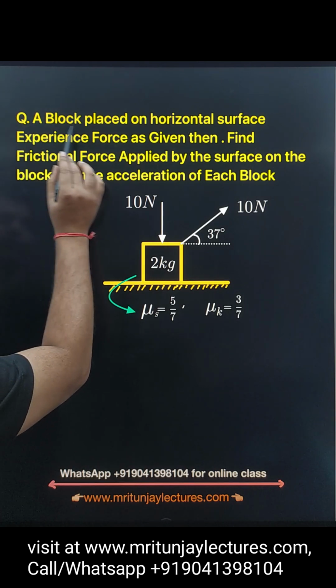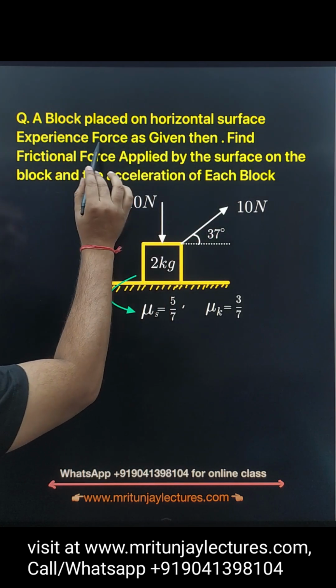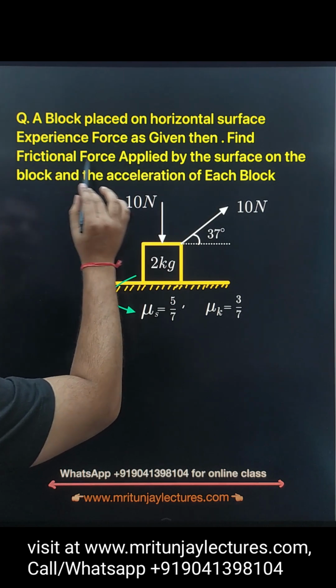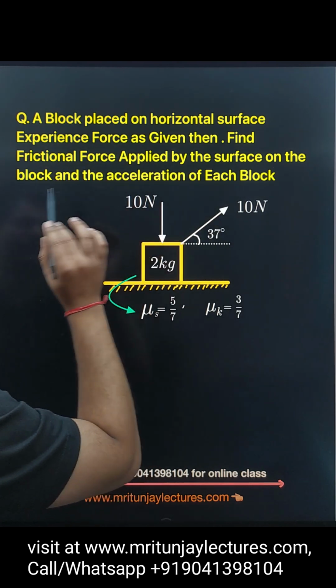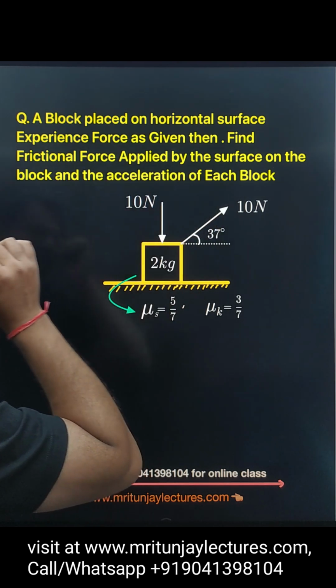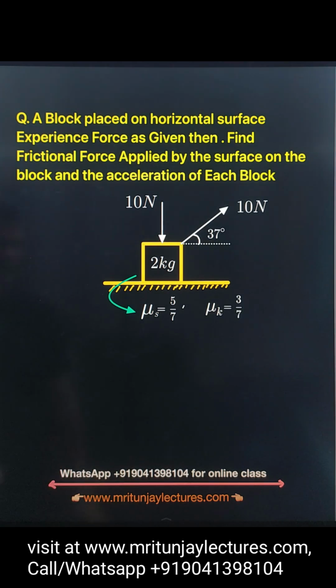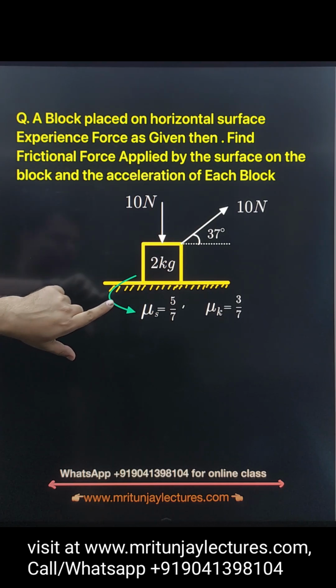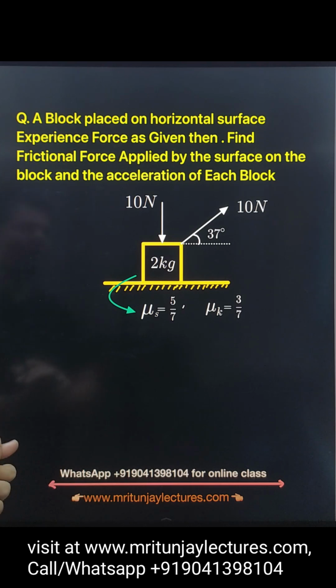A block placed on a horizontal surface experiences a force as given. Then find the frictional force applied by the surface on the block and the acceleration of the block. So our motto: determine the acceleration of the block and the frictional force. How can we determine it?